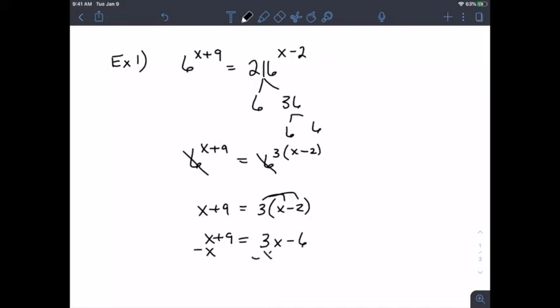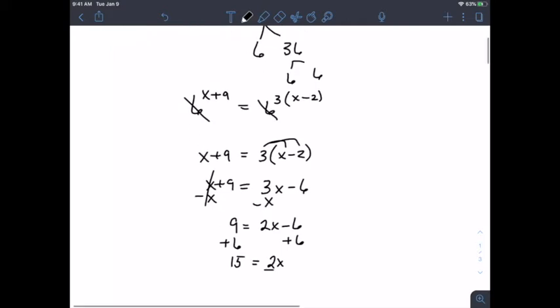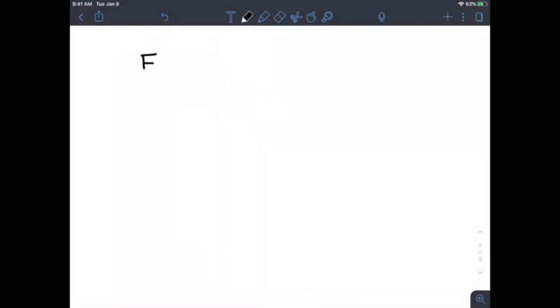Okay, I'm going to move the x, so I'm going to subtract x from both sides. What I get, 9 equals 2x minus 6. I'm going to move the 6 now, so I'm going to add it to both sides. They cancel on the right, so I get 2x is equal to 15. Now I'm going to get x by itself, so I'm going to divide by 2. X is equal to 15 over 2. Just leave it as a fraction. You don't have to simplify it any more than that. There's your answer.